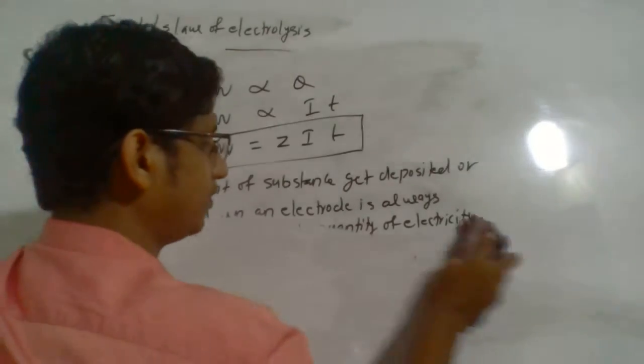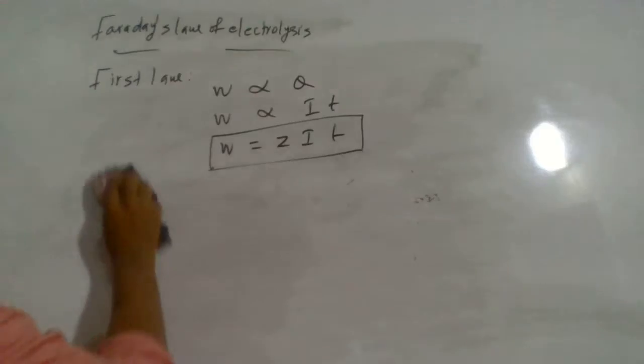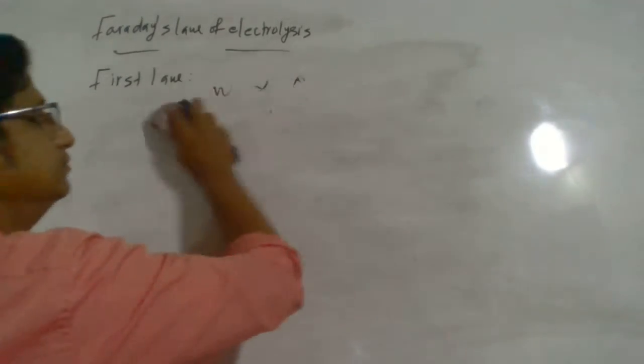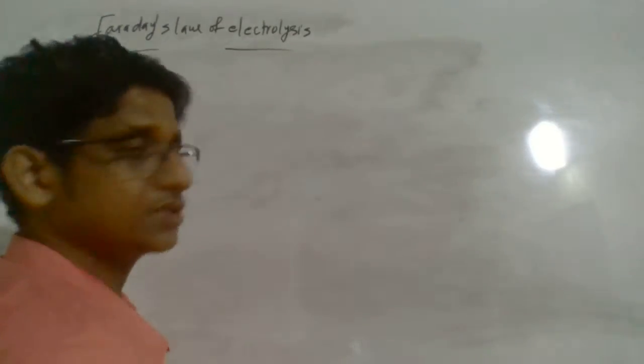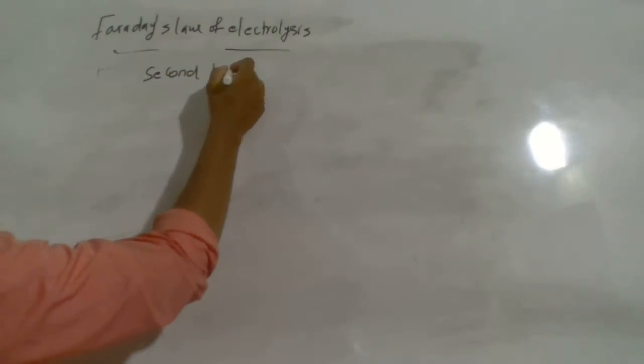So we found an equation, W is equal to ZIT, from the first law of electrolysis. Now, what is the second law of electrolysis?